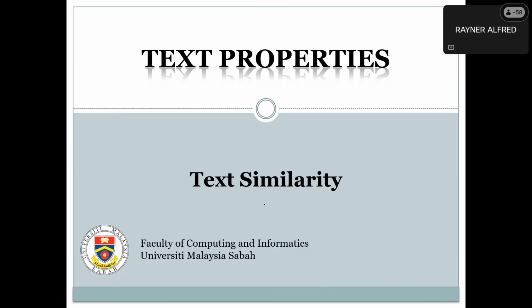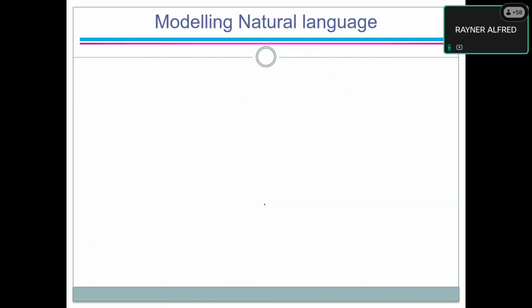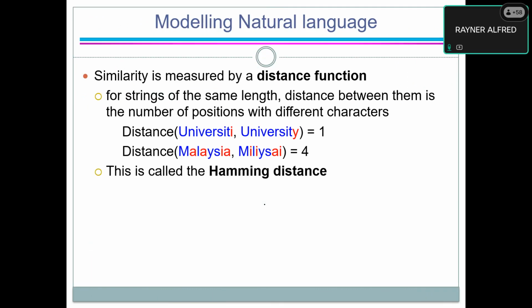Now we look at text similarity. How do we compare the text? We can use a distance function. For example, sometimes we make a typo, like "university" with I and Y. So we want to know the nearest term that can be used to retrieve the document. That's why we need to know how to compute the similarity between two terms.